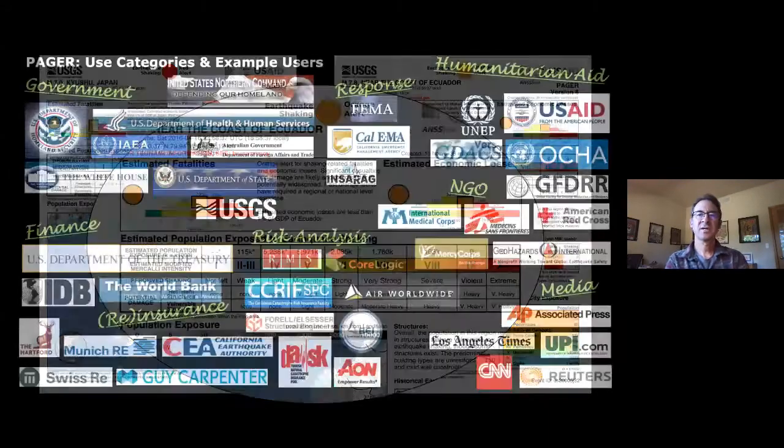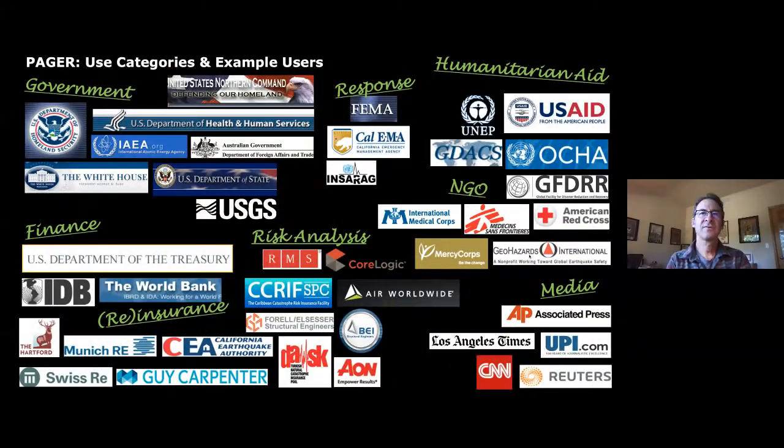On the user side of this, PAGER has a variety of different types of users, and these users are typically humanitarian aid, response, government response, but also, as I mentioned, financial decision makers and risk analysts who are giving advice to other financial users. And then there's the media, of course, who are very interested in the overall nature of earthquakes around the globe. INSARAG is actually a group that is the International Consortium of Urban Search and Rescue Teams. And so they have to decide whether to send search and rescue teams internationally in the case of a major disaster.